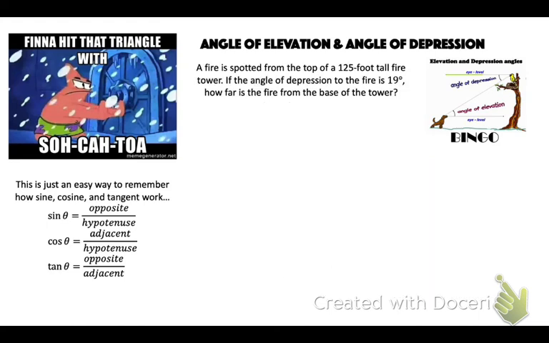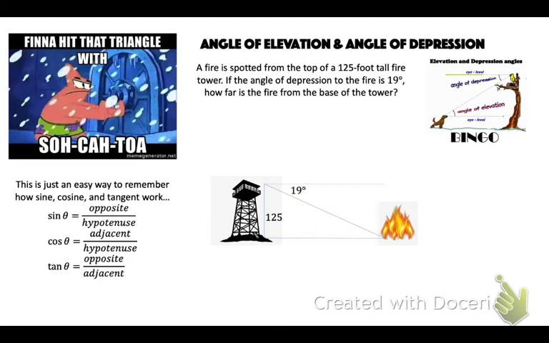Okay? So this one, a fire is spotted from the top of a 125 foot tall fire tower. If the angle of depression to the fire is 19 degrees, how far is the fire from the base of the tower? So tower, fire, and here's our triangle. Now, the tower is 125 feet tall. The angle of depression here, and this is where you have to be careful, is that angle right there. Okay, so the angle of depression is 19, and then that is x.